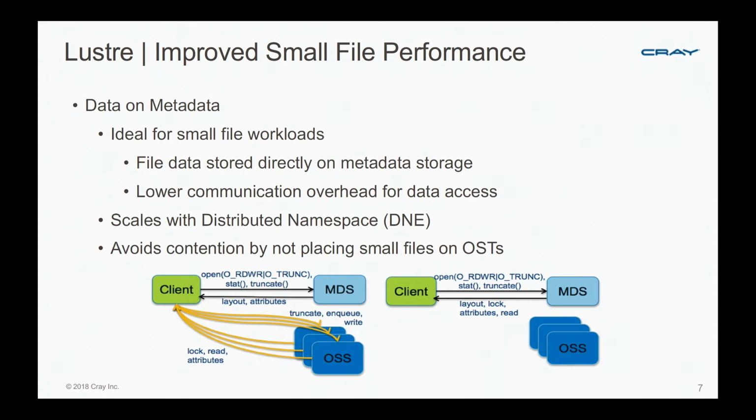The notion of data on metadata is, if the file is small, why do I want to write to an OST and increase the protocol overhead of Lustre of communicating between client, metadata, back to client, to OST? If the file is small enough, let that file stay with the inode and write that file starting on metadata. And then you reduce the latency of accessing small files because you have less protocol overhead to negotiate where to write that file on Lustre. And that's the notion of improving small file performance on Lustre by storing that file on metadata.